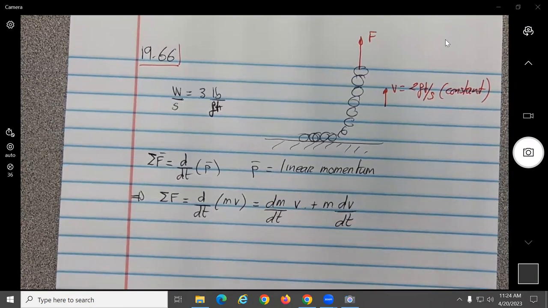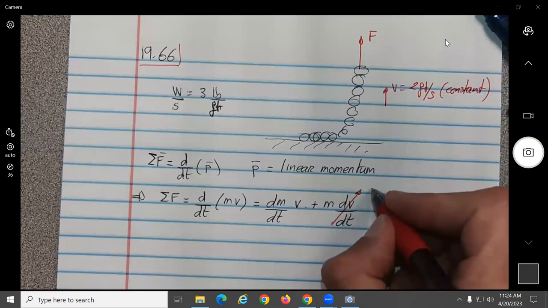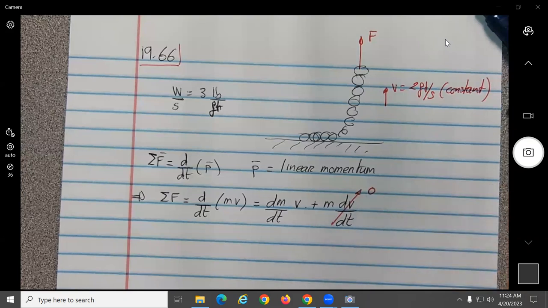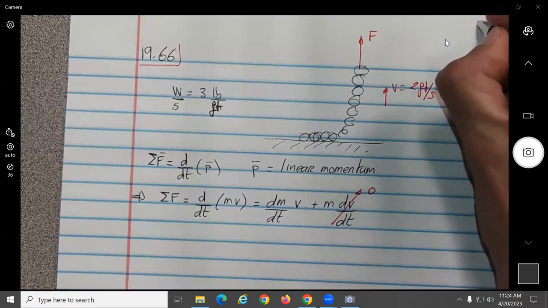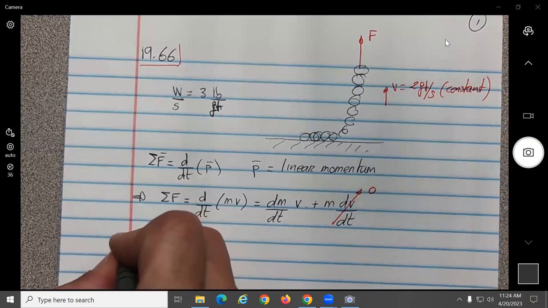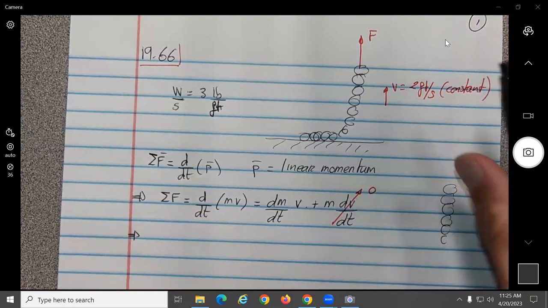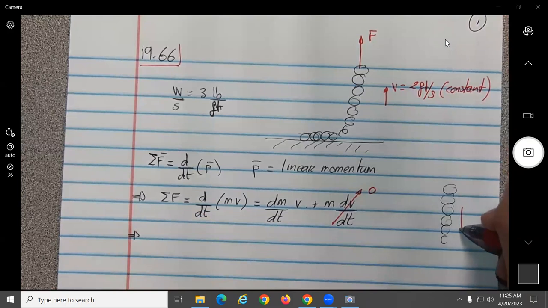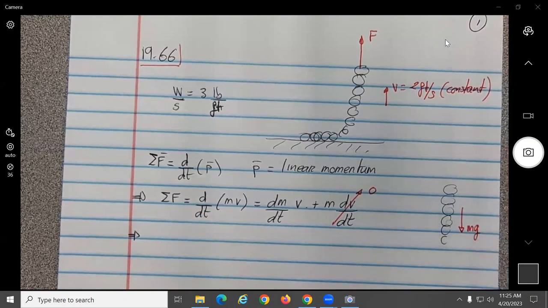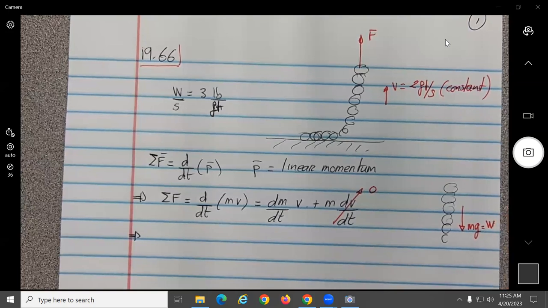Okay, but in this case, it's going to be different. What do we know about the velocity? The velocity is constant. So this term will be equal to zero. All right, so basically now what do we have? If you look here at the chain, this will be equal to what? This will be W, you know?